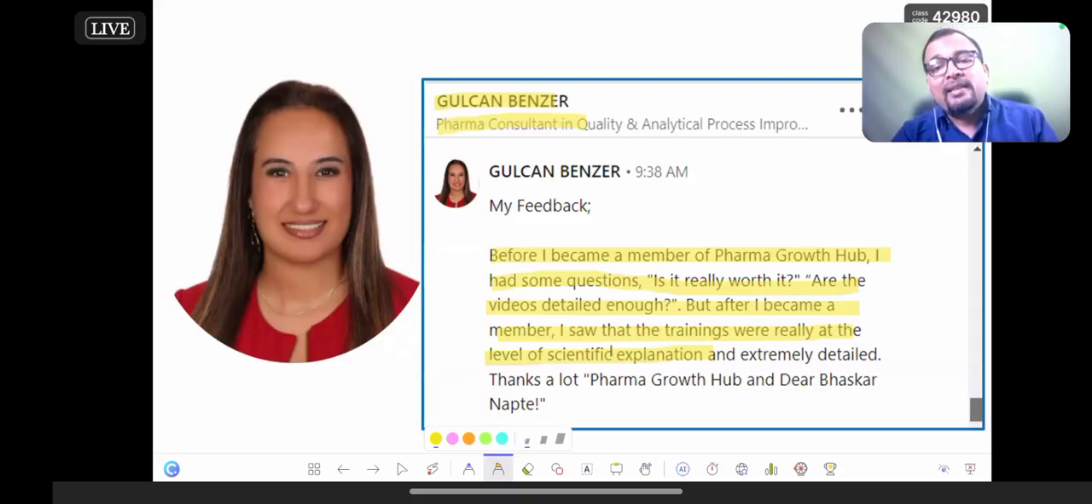Yogesh Verma is asking, please tell us about how we'll get the certificate. It's very simple. Once you complete the program, you will get an e-certificate to your registered email address automatically. Complete the program 100% and receive the certificate to your registered email address. I hope I answered your question, Yogesh.